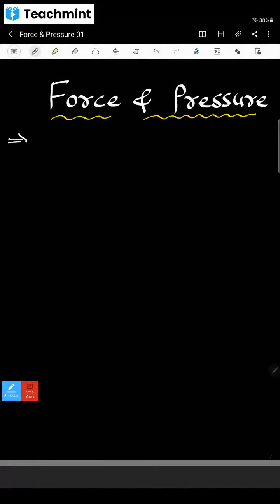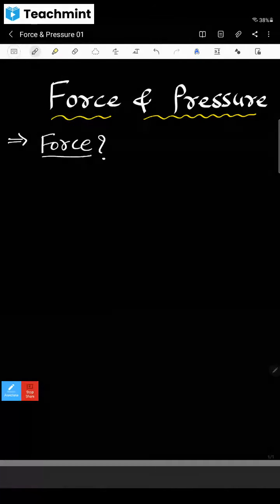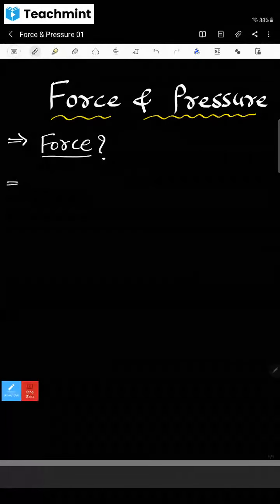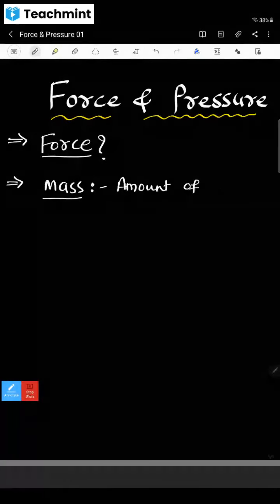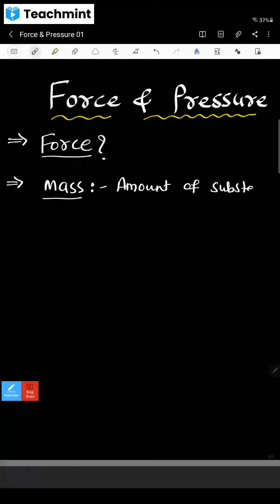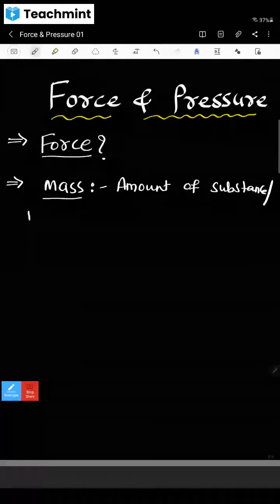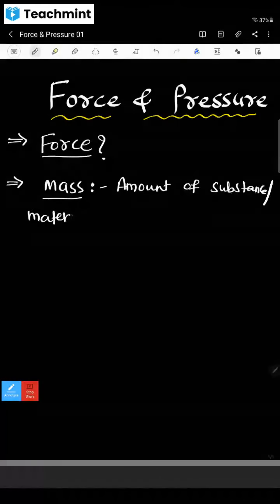First of all, the question is: what is a force? They'll ask you what is the meaning of force. Before coming to that, everybody knows something about mass. Mass means the amount of material, the amount of substance, present.